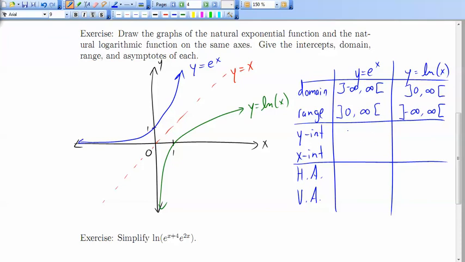Now for the y-intercept, we have the point 0, 1. And for the x-intercept of the ln function, we have 1, 0. The x-intercept of the exponential graph, we have none. Same thing for the y-intercept of the logarithmic function. All the roles of x and y are being swapped here. The horizontal asymptote of y equals e to the x is y equals 0. The vertical asymptote of y equals ln x is x equals 0. And we've got no vertical asymptote for y equals e to the x, and no horizontal asymptote for y equals ln of x. All the symmetry we would expect.